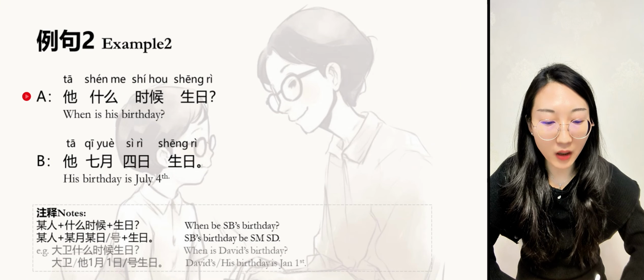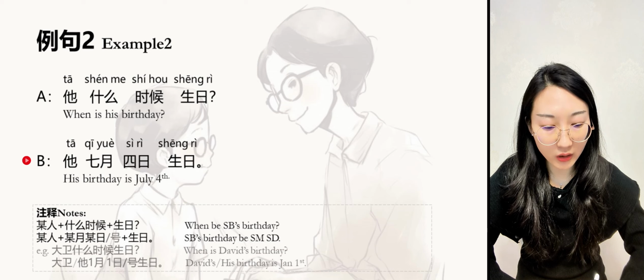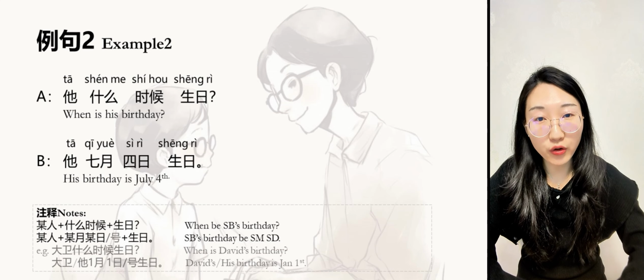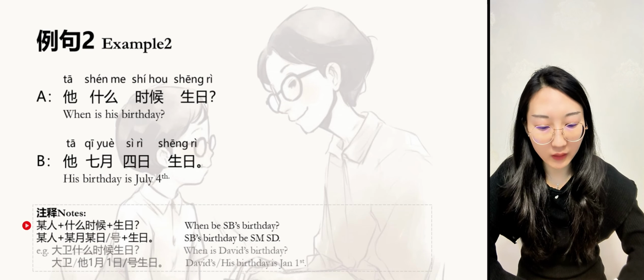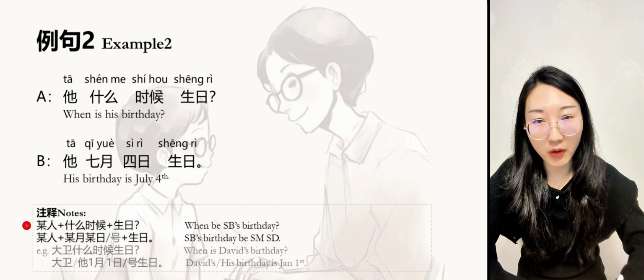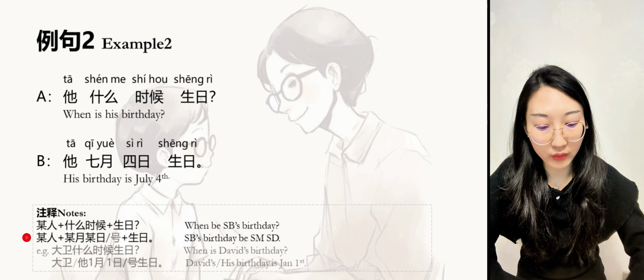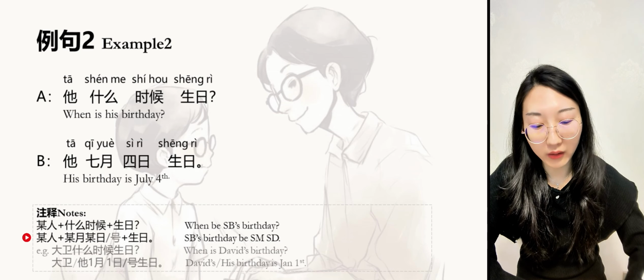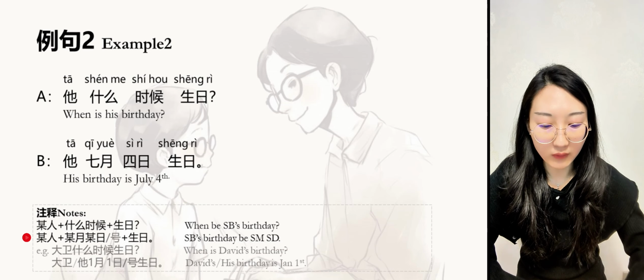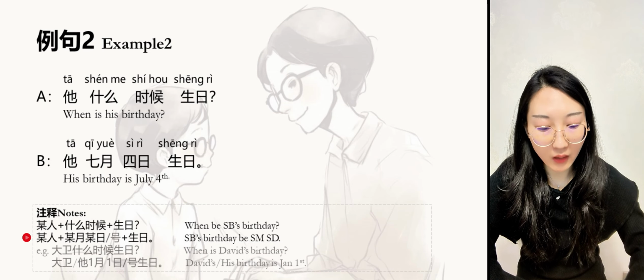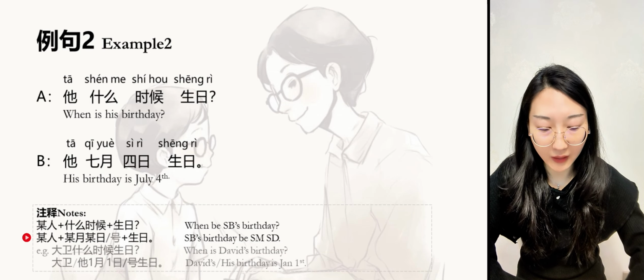他什么时候生日？他7月4日生日。So the structure of this sentence is 某人 somebody 什么时候 when 生日 birthday, together it's 某人什么时候生日. And as for the answer, you use a specific date, and here it's a month and day to answer when. So the structure is 某人 somebody 某月 some month 某日 some day 生日 birthday.